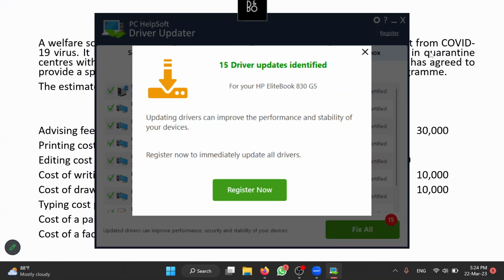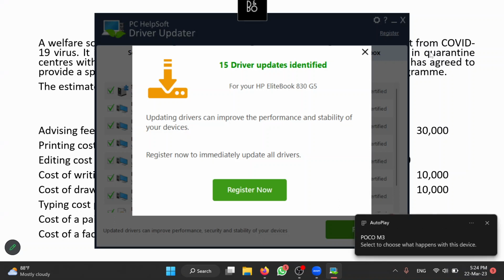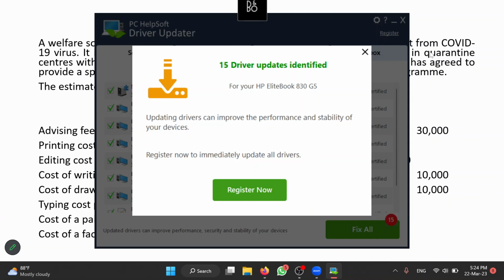Okay, very good. Editing cost, that is common. You don't need to edit each book. You have to edit only once. So editing cost is 25,000. Very good. Then cost of drawing pictures. Yes, of course, cost of drawing pictures 10,000. That is a fixed cost.